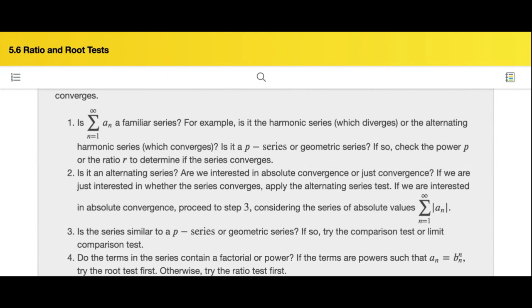If it's a geometric series, we know the ratio. So the absolute value of the ratio, if it's less than 1, it converges. And if it's greater than 1, it diverges.